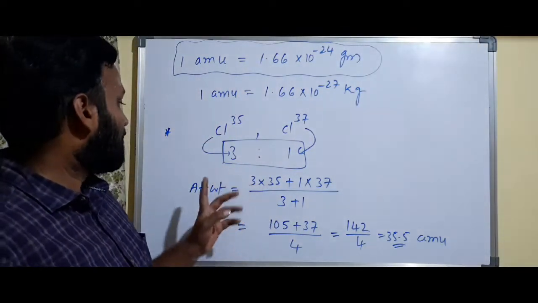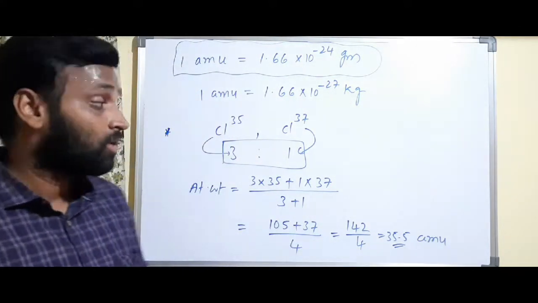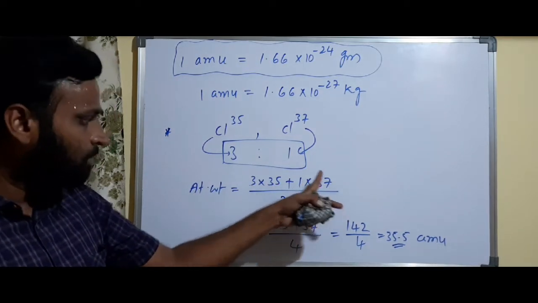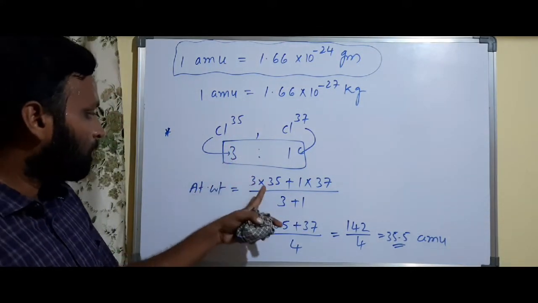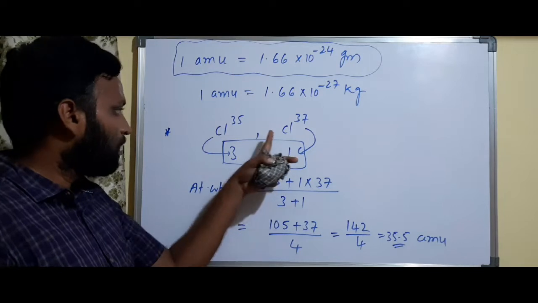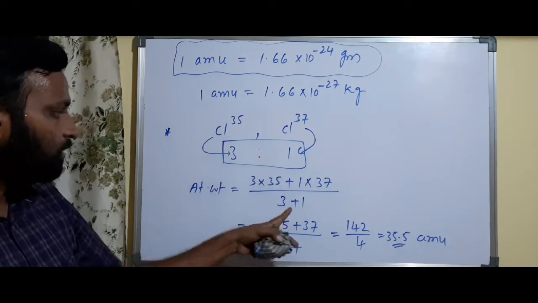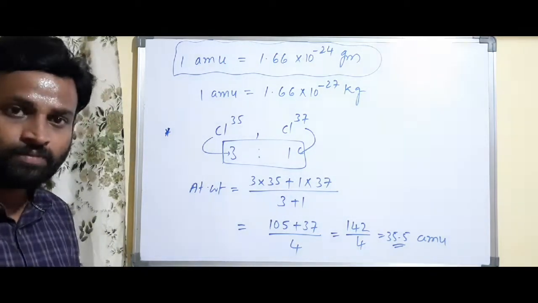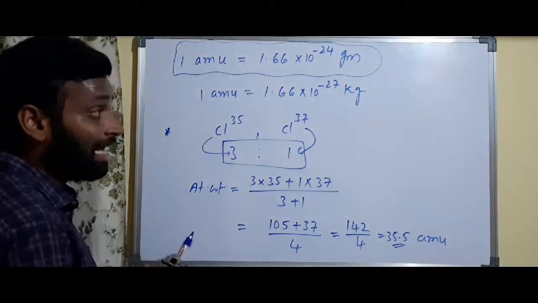Hope you understood how to find the atomic weight. So 35.5 AMU is for chlorine. If they give percentages, it is percentage into mass number, divided by 100. If they give fractions, you consider it like this: 3 fractions of this one, so 3 into 35, plus 1 fraction, so 1 into 37, divided by 3 plus 1. In this way you can get the atomic weight. This is the way to get atomic weight.